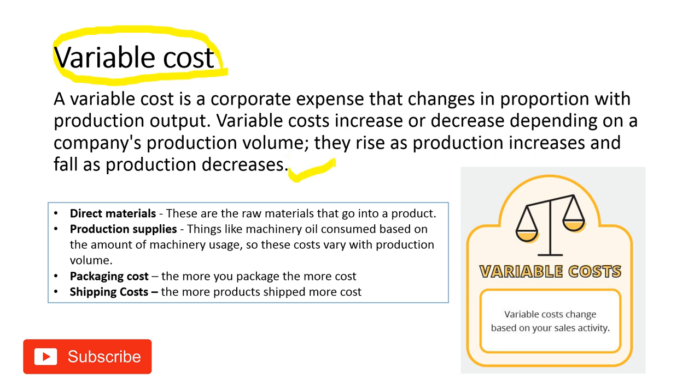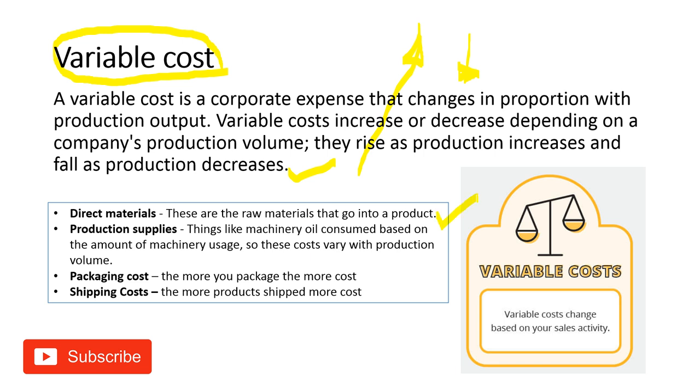So if there's more things that you're selling, the variable costs are going to go boom, sky high. But if you have little or no sales at all, the variable costs are going to come down. So you might be asking, what are variable costs? Variable costs are the direct materials. So these are your raw materials that go into the product.